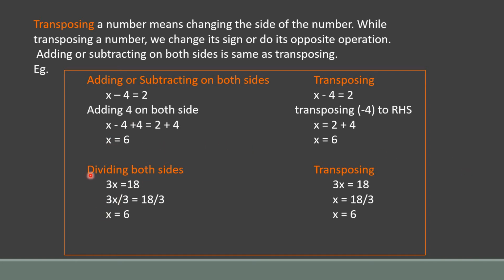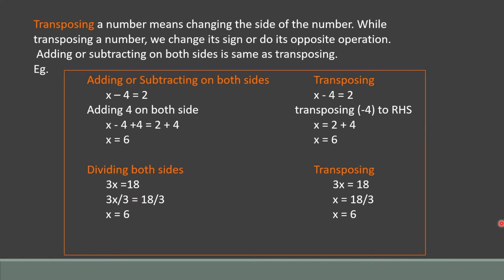I'll take one more example, of multiplication. Let us take 3x is equal to 18. In this, the variable is x and the constant is multiplied by x. That's why I will perform division on both sides. What am I going to divide? This 3. It will become 3x divided by 3 is equal to 18 divided by 3. So my answer is x is equal to 6.